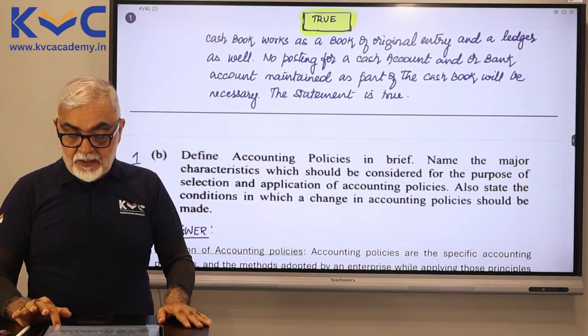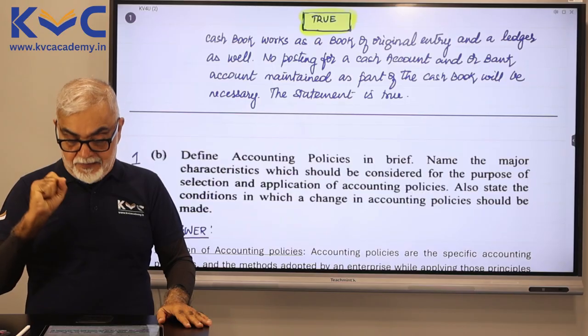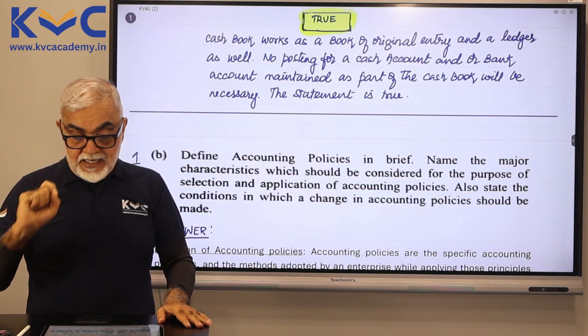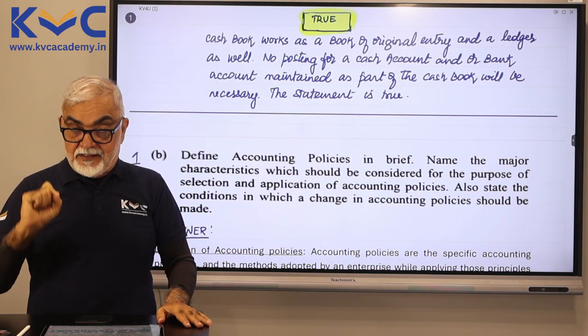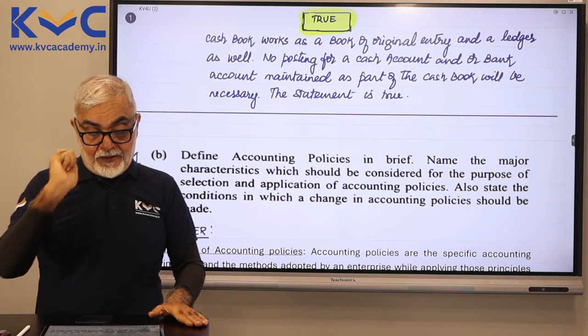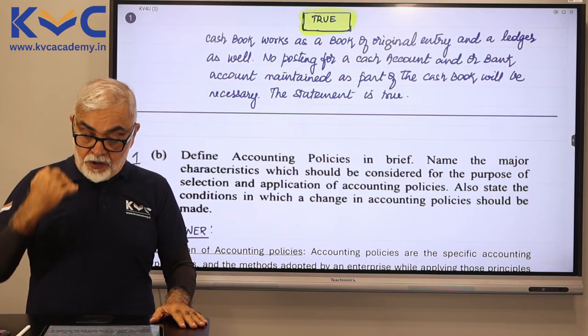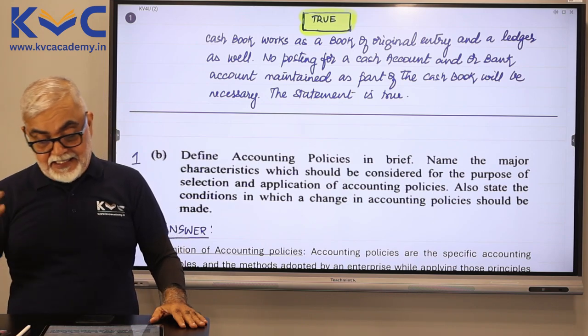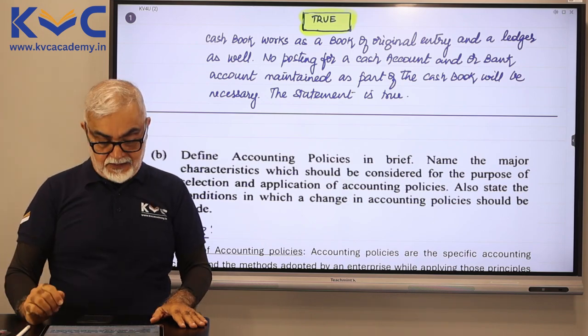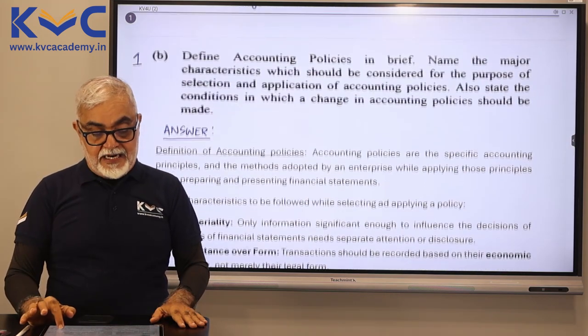A very technical question which came as: define accounting policies. Name the major characteristics which should be considered for the purpose of selection and application of accounting policies. Also state the conditions in which a change in accounting policies should be made. Let's go to the definition part first.